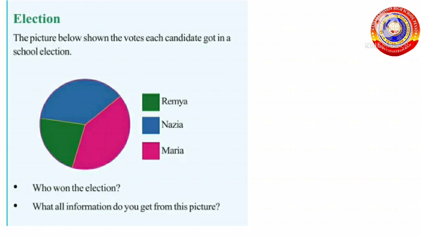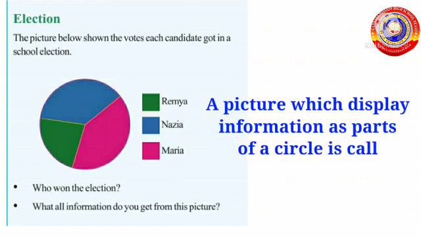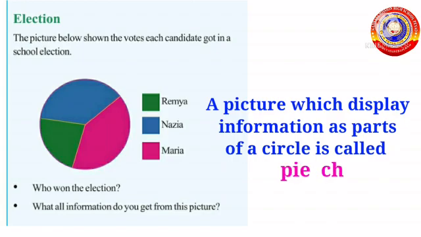Students, look at this picture. Who won the election? Yes, Maria. Because in the figure, Maria has more area than others. So Maria won the election. Then move to the second question. What all information do you get from this picture? Yes, Ramya got the least number of votes. And Nasia is in the second position. So we can conclude that a picture which displays information as parts of a circle is called a pie chart.